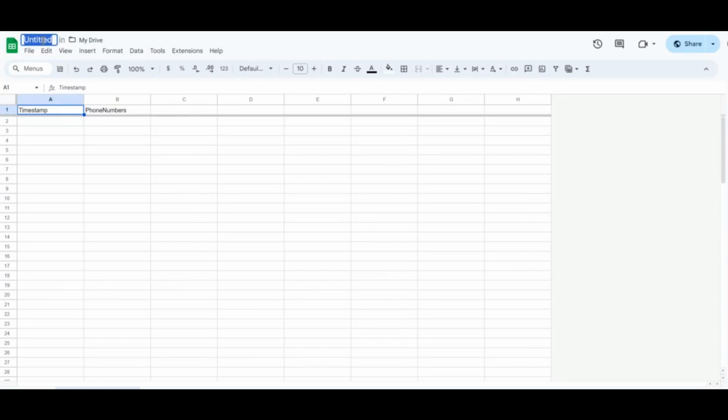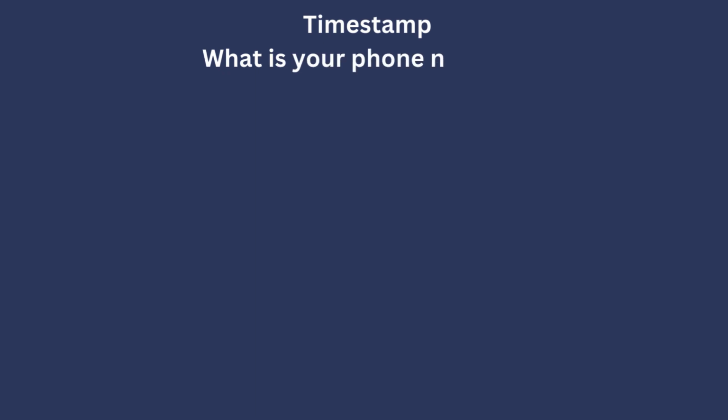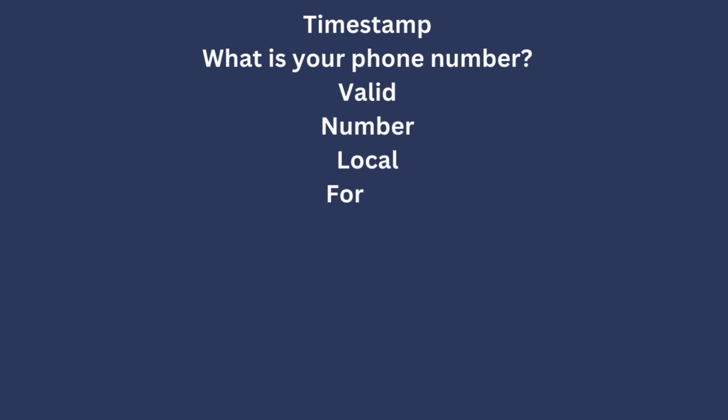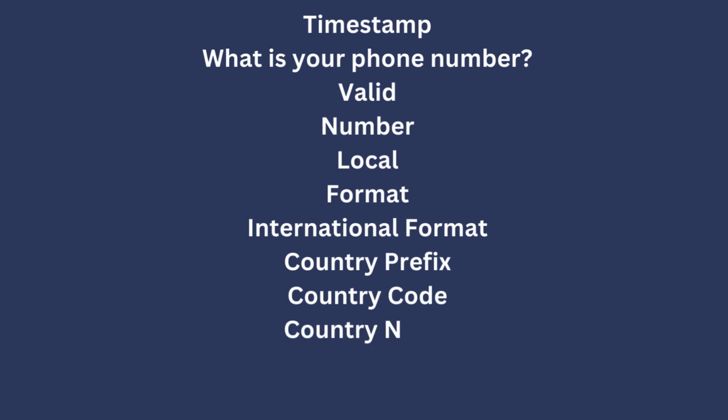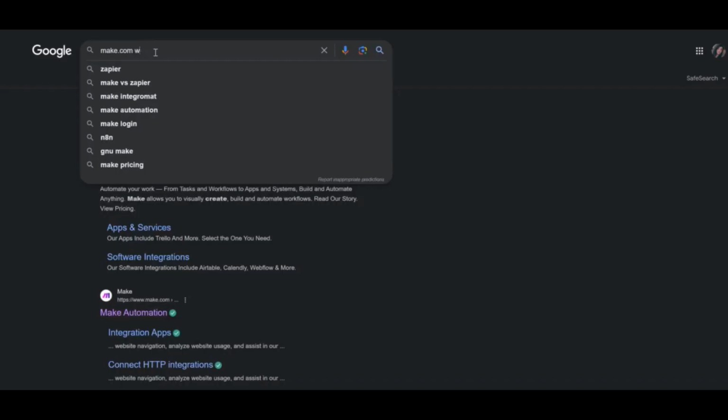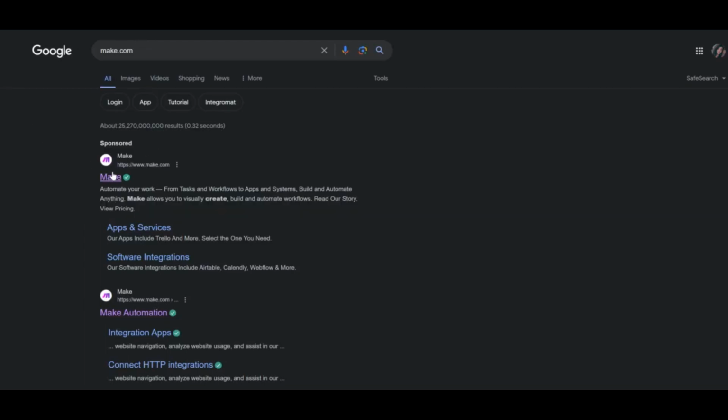Preparing the Google Sheet. In our example for demonstrating the capabilities of Numverify API, we shall rename the Google Sheet to Phone Numbers and expand the descriptions in the first row columns to include the fields given on the next screen. Timestamp. What is your phone number? Valid. Number. Local format. International format. Country prefix. Country code. Country name. Location. Carrier. Line type.